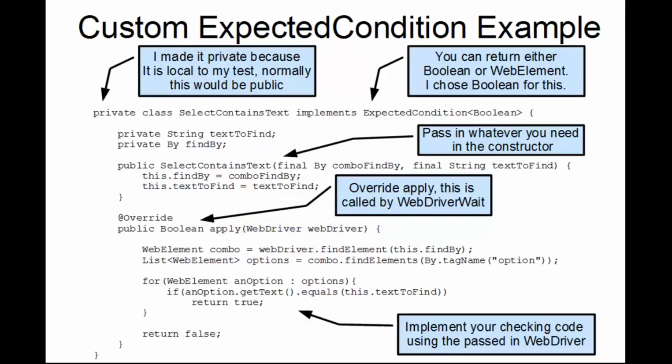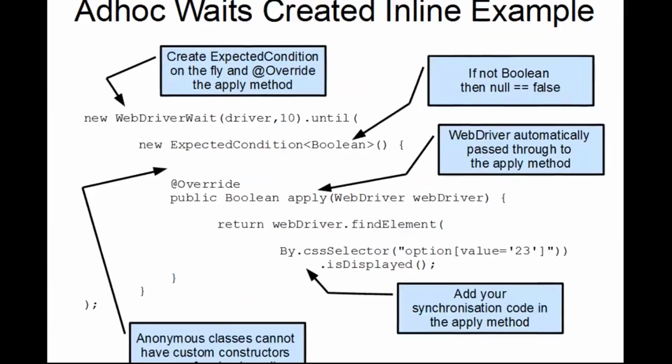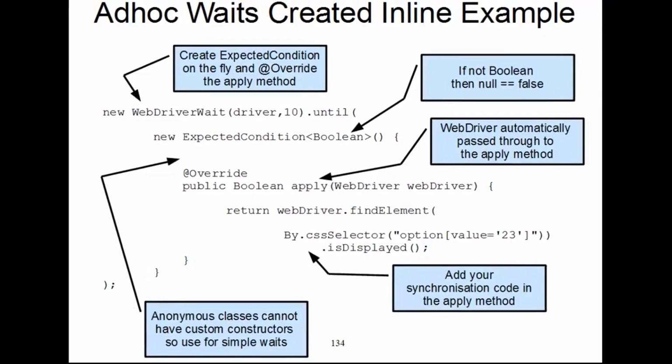I'm trying to go over this fairly quickly so that when we drop down to the code we can do it in more detail. So you will see this twice. You'll see it here in the slide and in the code. So then we also have the ability to create an ad hoc wait, an inline wait. And this is done through an anonymous class.